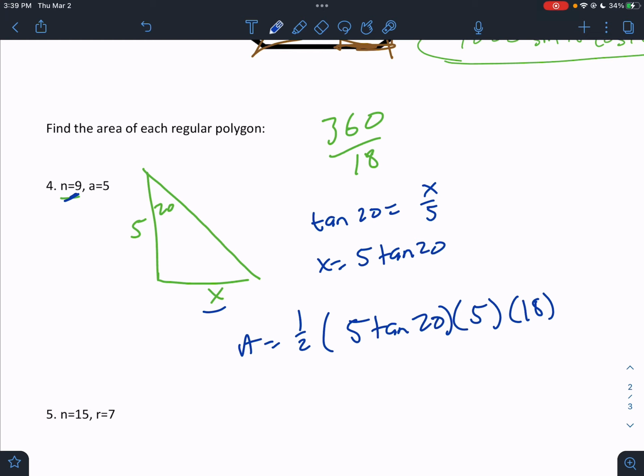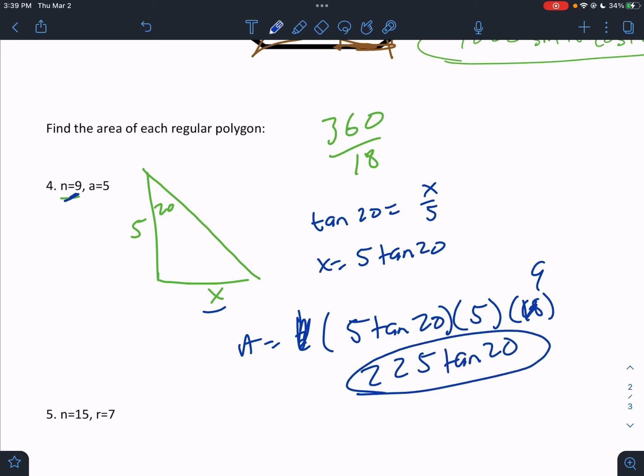Well, 5 times 5 is 25. I would probably do 18 divided by 2. So 18 divided by 2 would be 9. So 9 times 25 would be 225. And don't forget there's a tan 20. Practice doing it without a calculator.